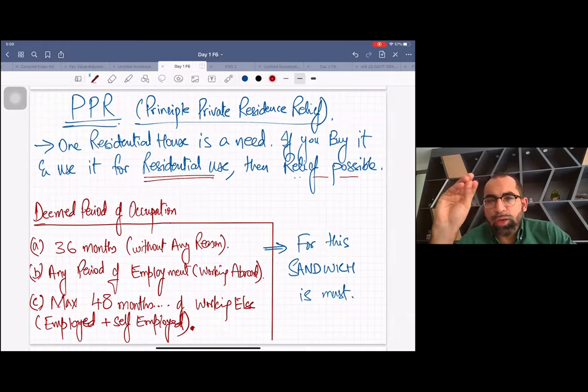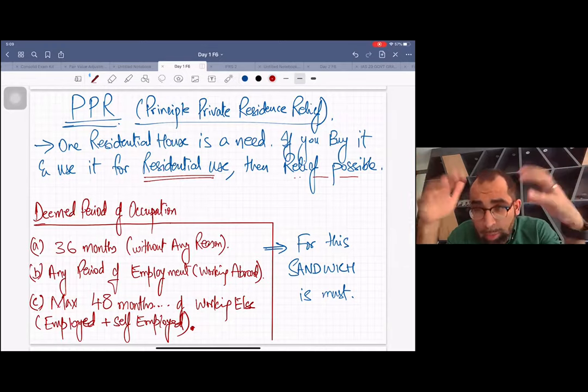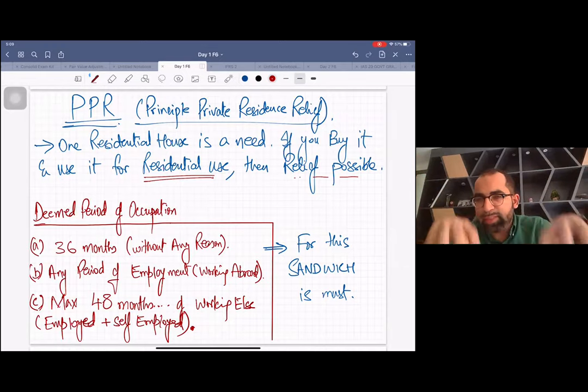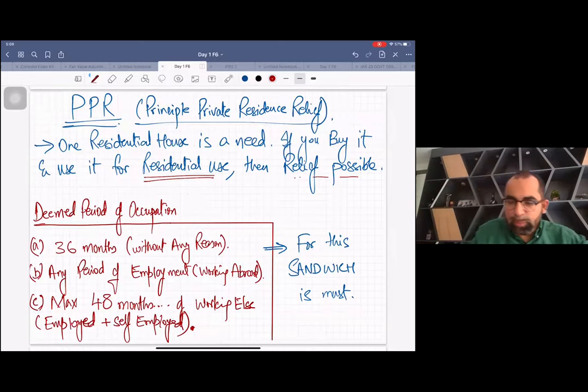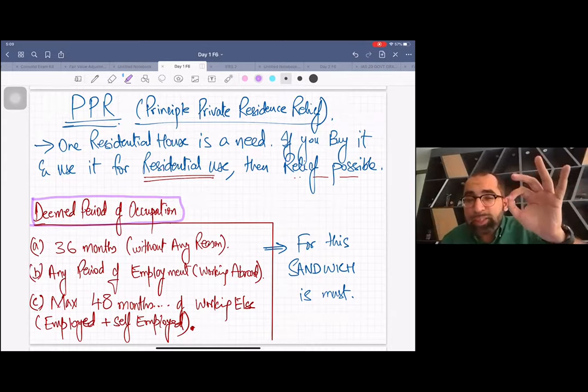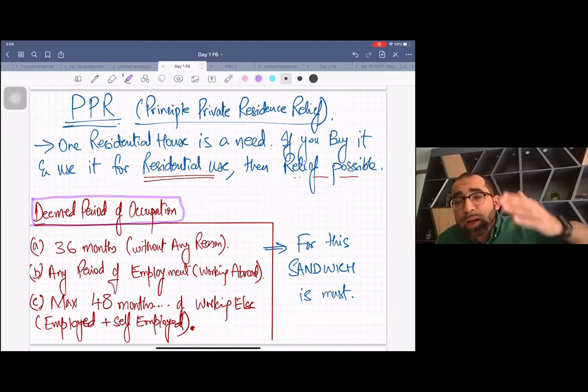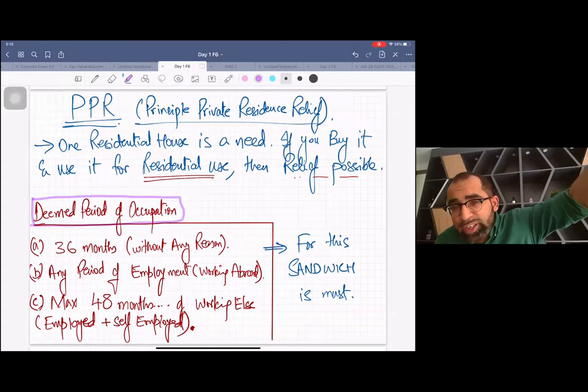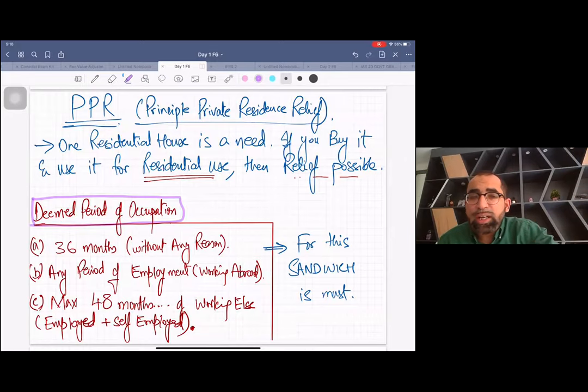So first of all, how will you get the relief of PPR? Whenever you buy it and you live inside it, you get relief. Now, one special topic here is deemed period of occupation. The tax department knows that we human beings sometimes leave our residential home, for vacations, for studies, or for jobs abroad, in other cities or other countries. These are human needs.